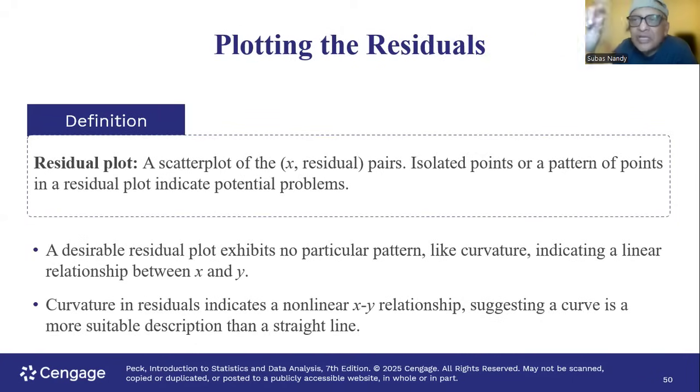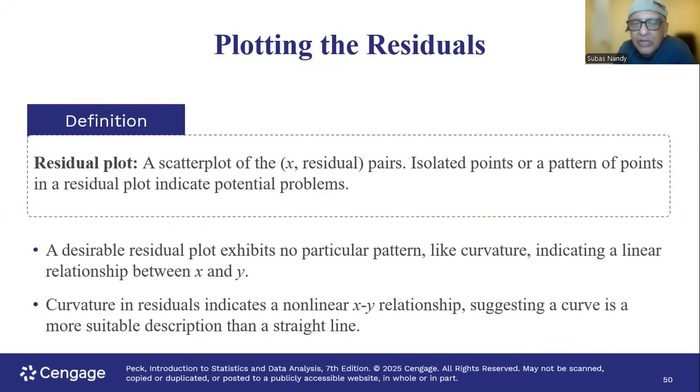A residual plot is a plot of the vertical distance for each point versus x. A desirable residual plot exhibits no particular pattern. So if we make a residual plot with the residual, or y minus y hat, actual y minus predicted y, on the vertical axis versus the corresponding x, we should not see any pattern on that plot. That is called a residual plot.